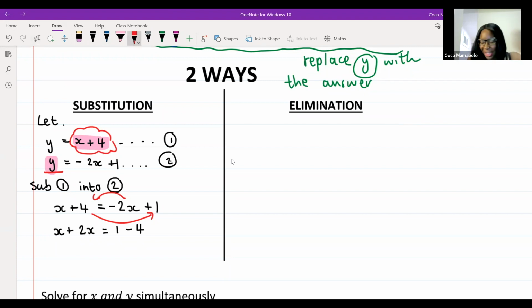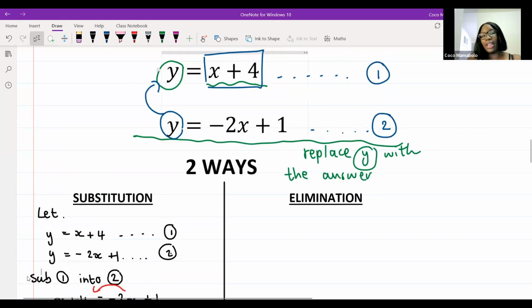No, we're substituting where the y is x plus 4. So what you did was, you said, let y equal to x plus 4. First thing I did is I took both my equations and I numbered them. It's very important that you number them. So I took the first equation that I had and I said, let y equal x plus 4 be equation 1.